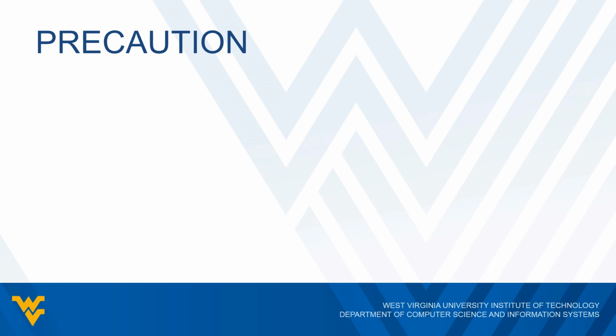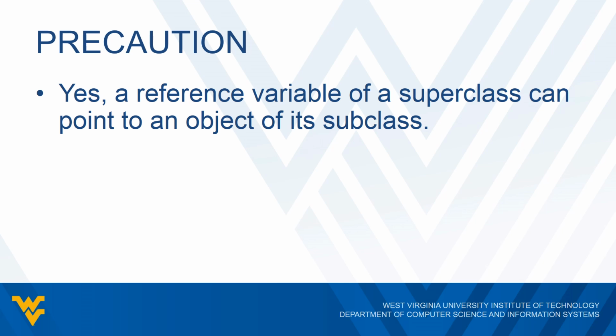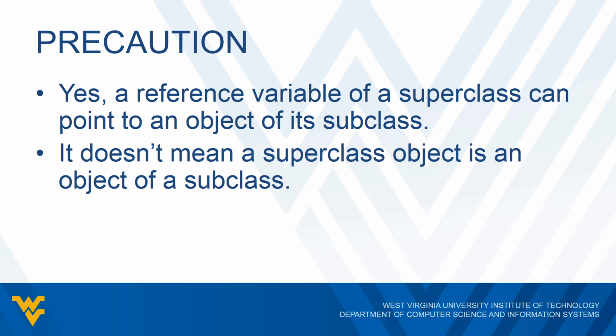Now there is one thing we need to be careful with. So yes, a reference variable of some superclass type can point to an object of its subclass. But that doesn't mean a superclass object is an object of a subclass. Let me just reiterate that. We have a reference variable of a superclass type. It can point to an object of its subclass. But that doesn't mean that the superclass object is an object of a subclass. The superclass object is still an object of the superclass.